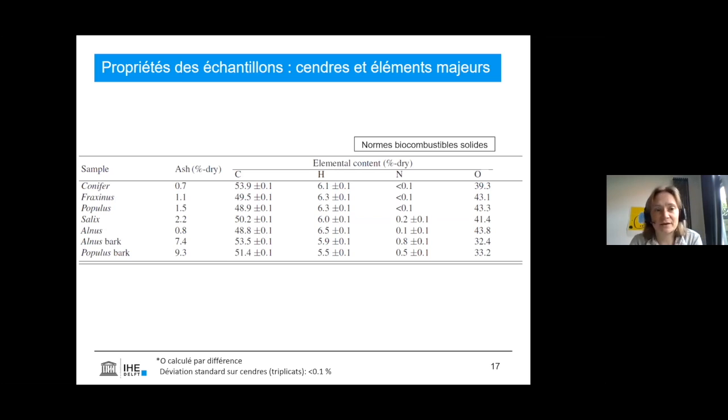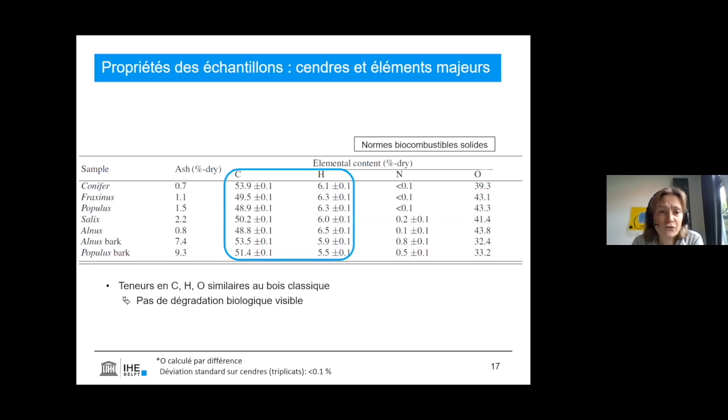So what were the physicochemical results that interested us in order to use them? Here for the different samples, you have the ash content compared to the dry mass of the wood, and the content in carbon, hydrogen, oxygen. So the carbon, hydrogen, oxygen contents are similar to those of what I call standard wood, what we call green wood that we find in the forest.